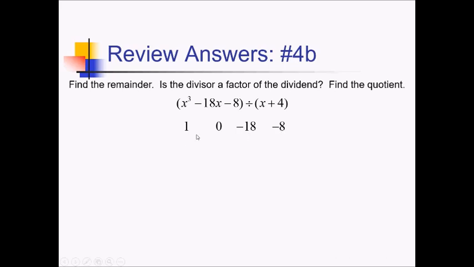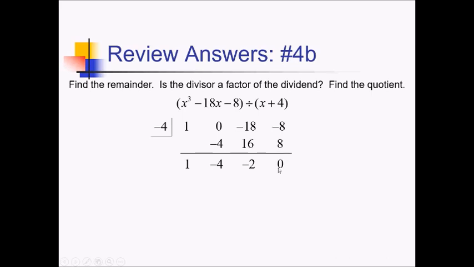And now for my box number, that's going to be whatever zeroes out my divisor, -4 in this case. Let me leave some space, draw a line, bring down that first coefficient, and now -4 times 1, that's going to be -4 up here in the second row. 0 plus -4 is still -4. -4 times -4 is 16. -18 plus 16 is -2. -4 times -2 is +8. And then -8 plus 8 gives us 0.